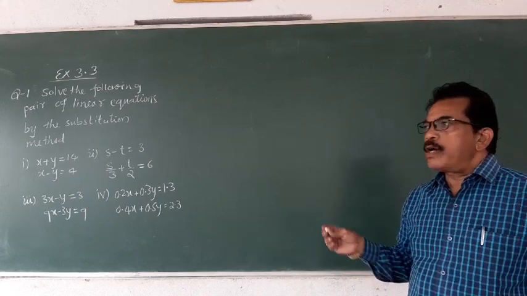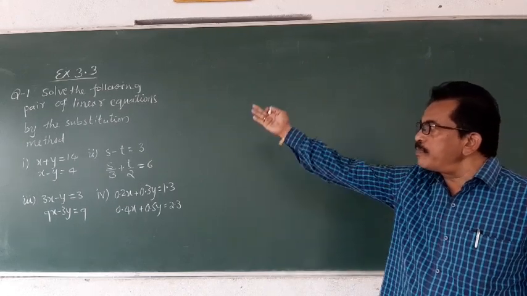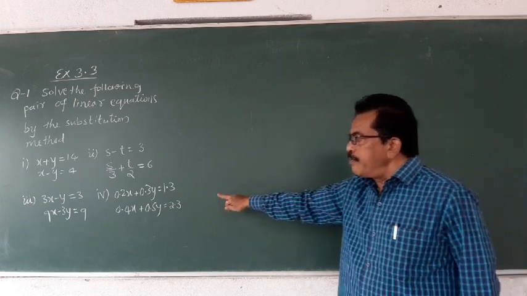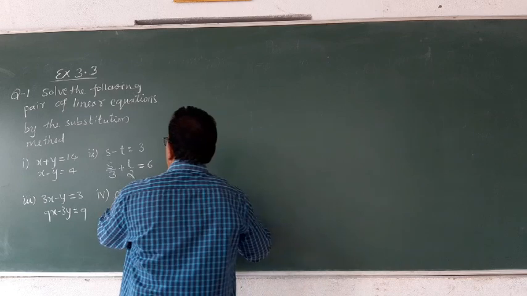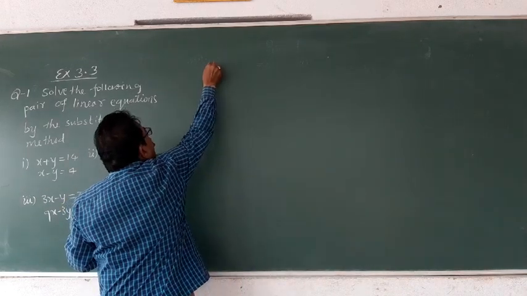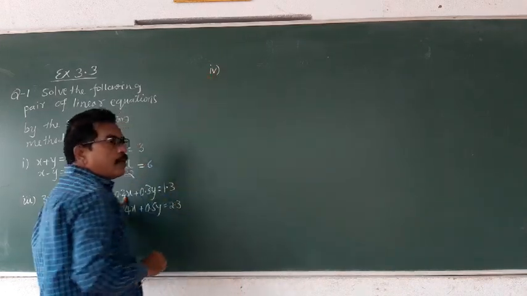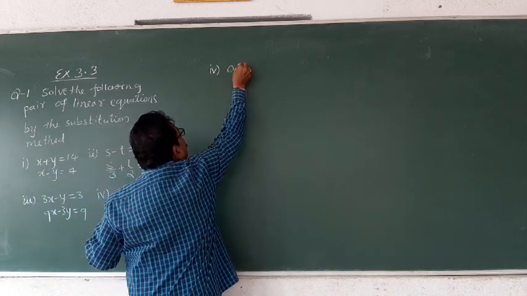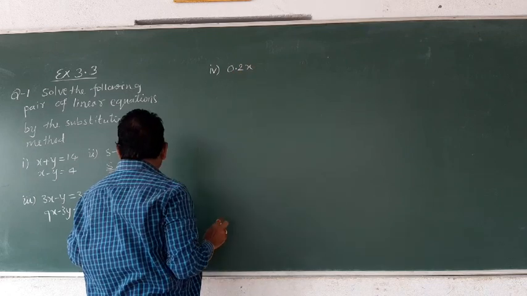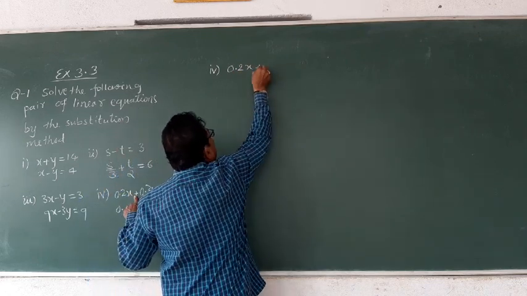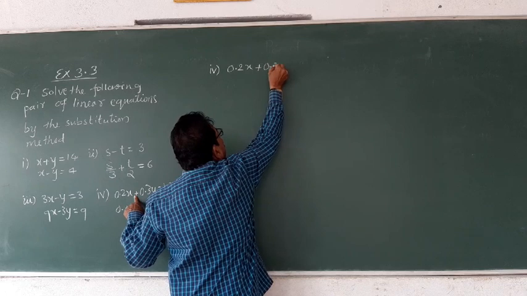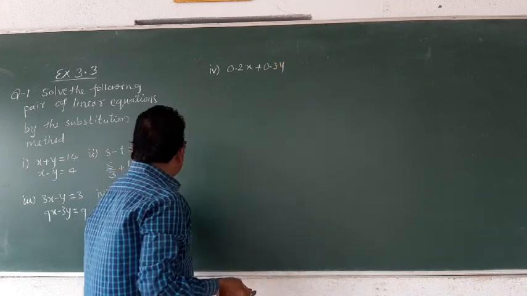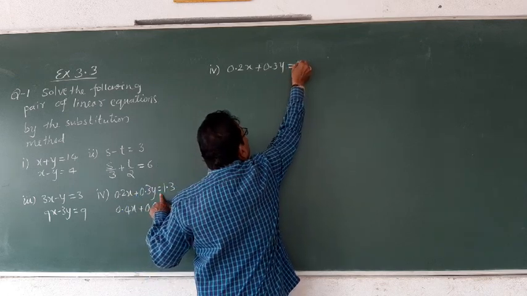So far we have solved 3 problems from exercise 3.3. The fourth one is remaining, so let us solve the fourth one. 0.2x plus 0.3y equals 1.3.